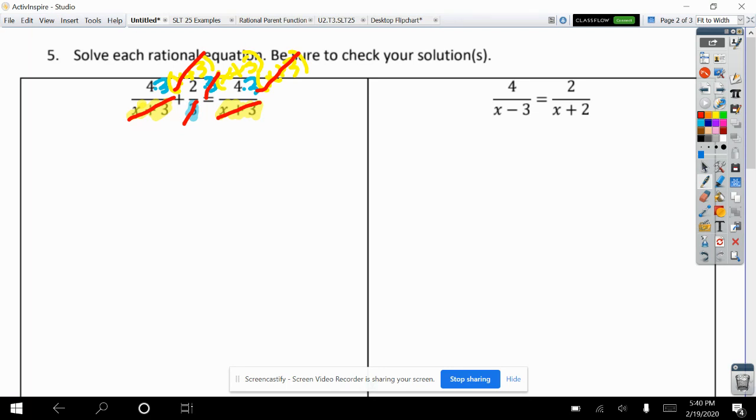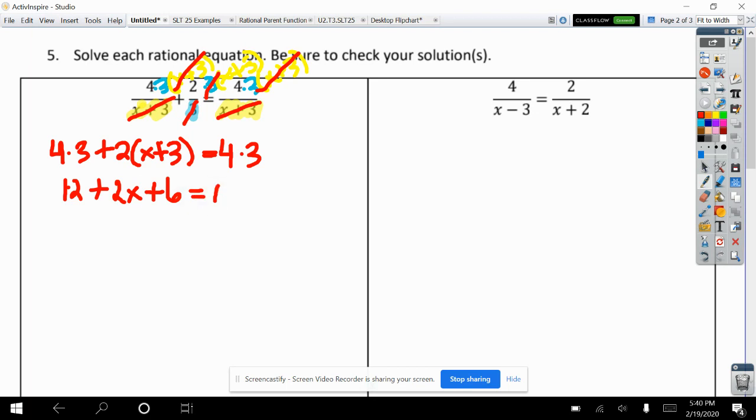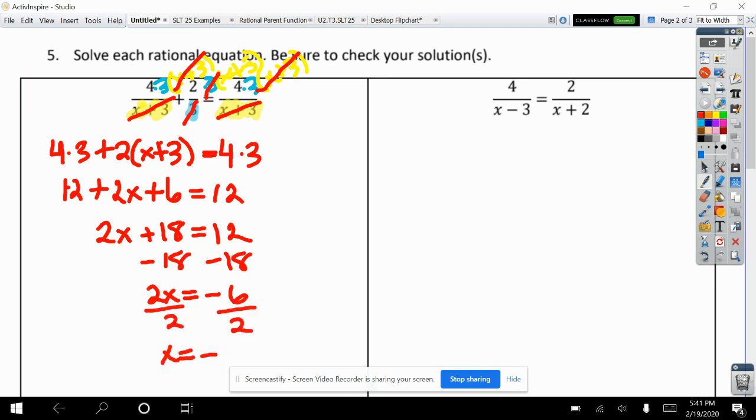So for the first term, we're left with 4 times 3. Don't forget about the times 3. Plus, in the second term, we're left with 2 times x plus 3. And then on the right side, we're just left with 4 times 3. Okay. So that gives us 12 plus, we distribute here, so we get 2x plus 6 equals 12. Now I can just combine some like terms. So 12 plus 6 gives me 18. So I have 2x plus 18 equals 12. Subtract 18 on both sides. 2x equals negative 6. Divide both sides by 2, and I get x equals negative 3.